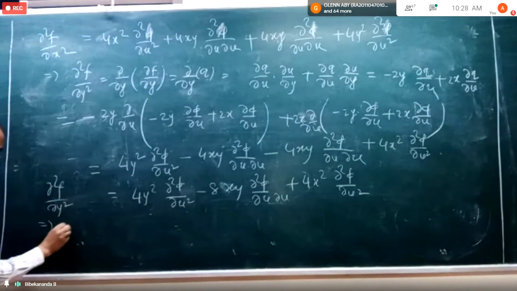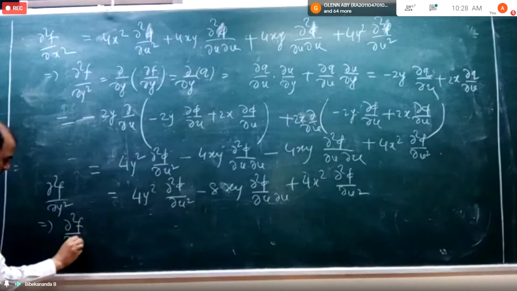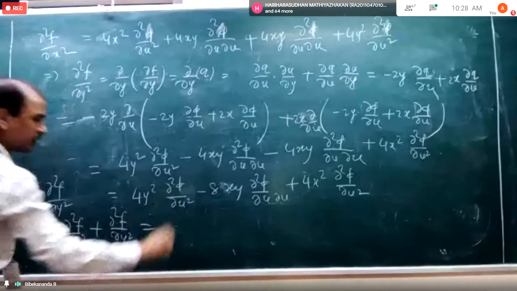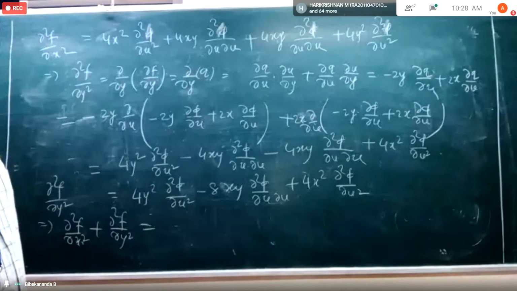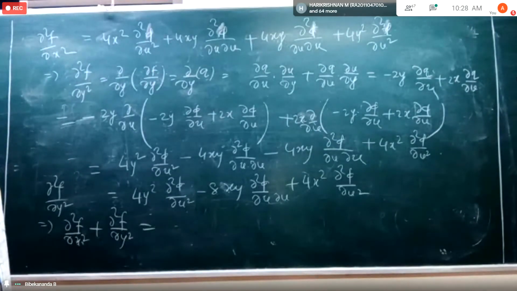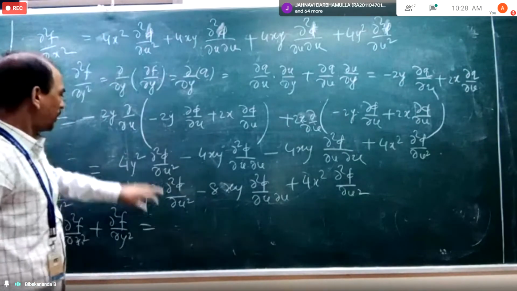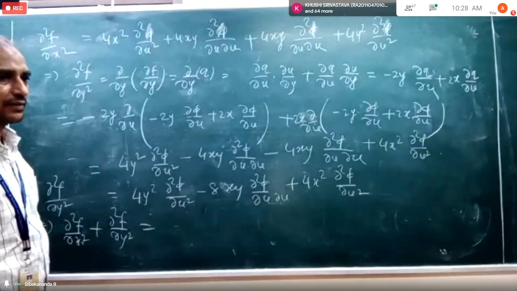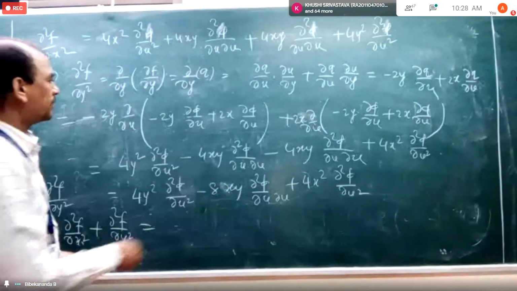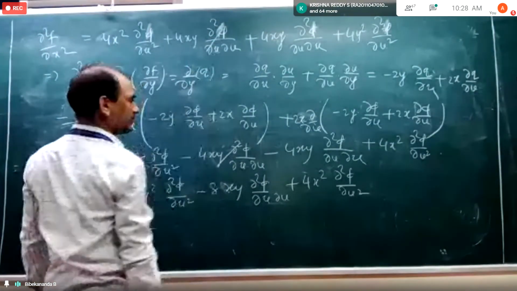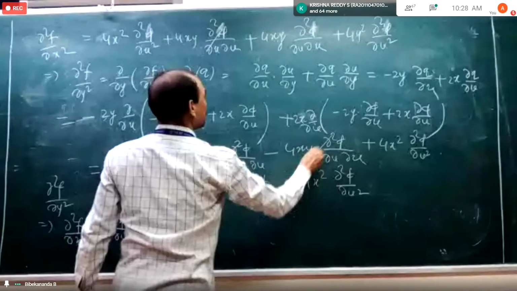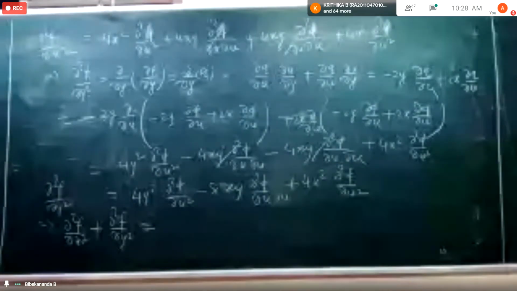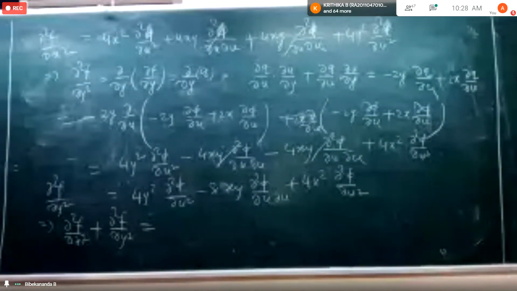Now what will be the value of ∂²f/∂x² plus ∂²f/∂y²? What will be the sum? This plus this. Which terms are getting cancelled? Can you tell me? Sir, the xy term. This one getting cancelled, and this one getting cancelled. So what are the remaining terms? Sir, x² and y² terms.